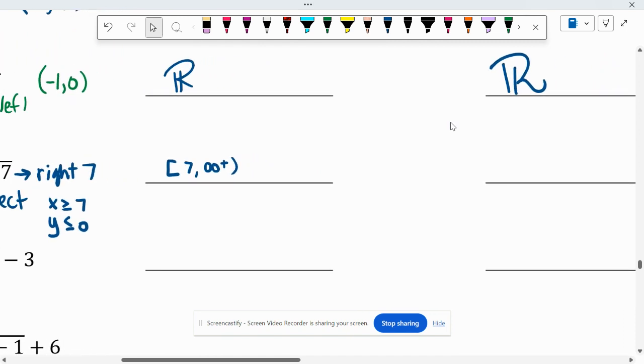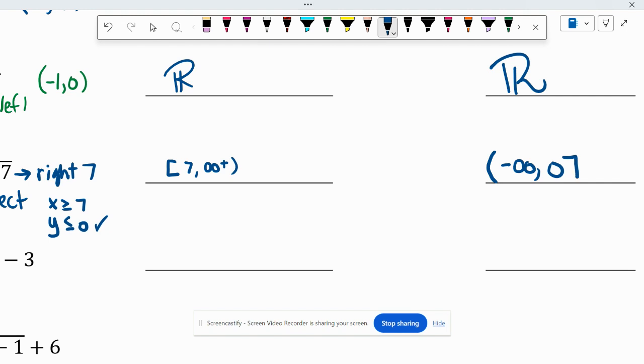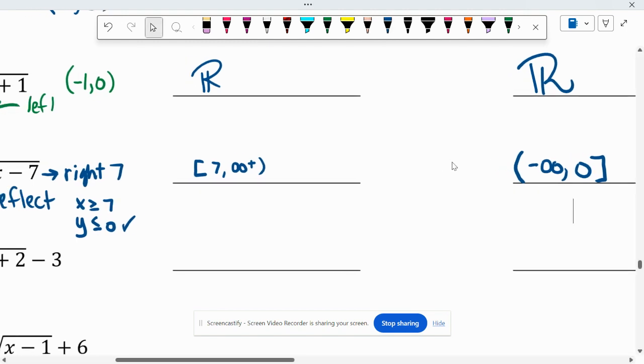So remember, when you do interval notation, the smallest number has to come first. So what's the smallest number? Like, what's the smallest number in the world? Negative infinity. Yeah. What's the largest number in our range? 0. All of those numbers are less than or equal to 0. So you have to write negative infinity first and then 0. Okay. Are you with me?